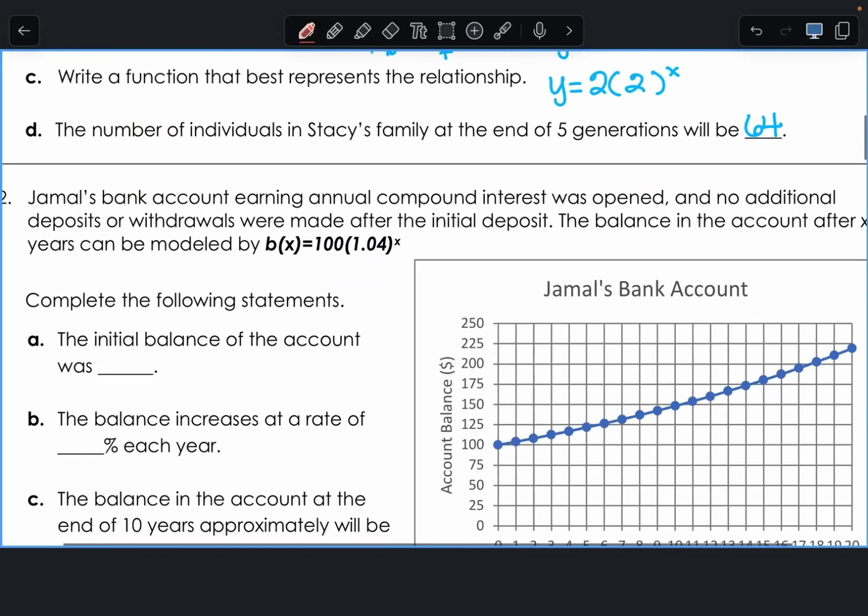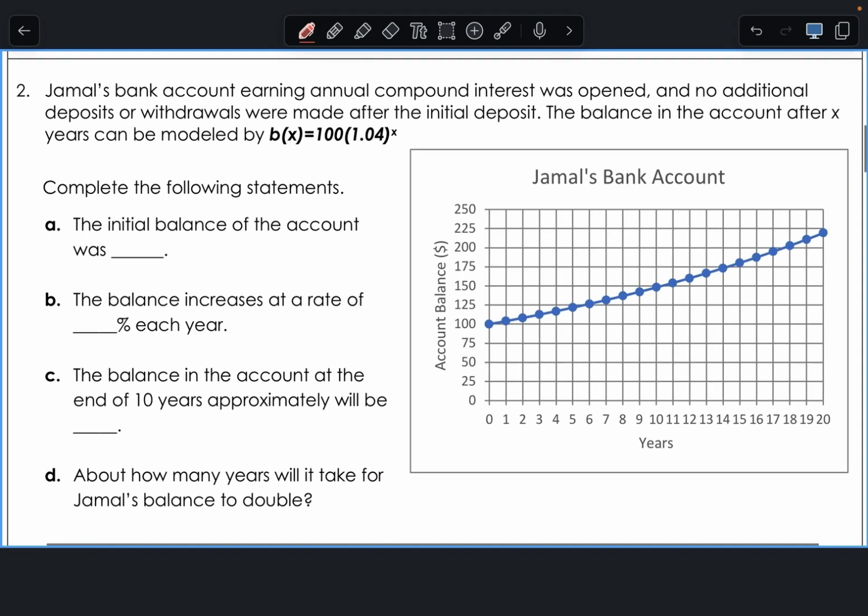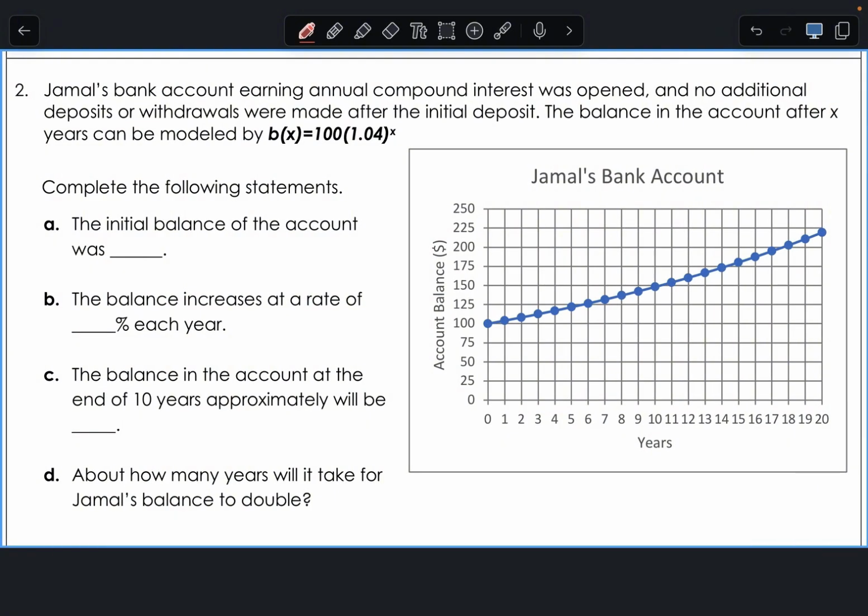Number 2. Jamal's bank account earning annual compound interest was open. No additional deposits or withdrawals. The balance of the account after x years can be modeled with this equation, right? Complete the following statement. What was the initial balance? 100. You see it in 2 spots. Where? On the graph and on the equation.